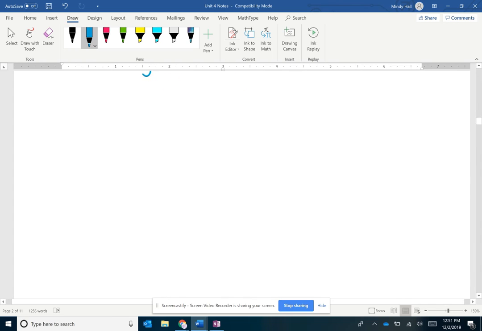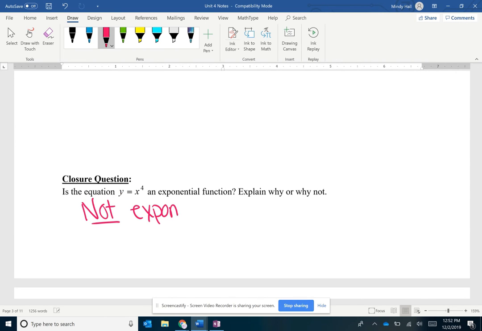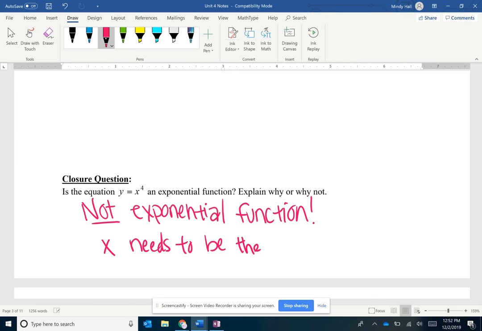All right. So last bit is the equation y equals x to the fourth, an exponential function, yes or no? Well, this is not an exponential function because the x needs to be the exponent, not the base. x needs to be the exponent. So if we had, let's say, y equals 4 to the x, that would work. That would be exponential.